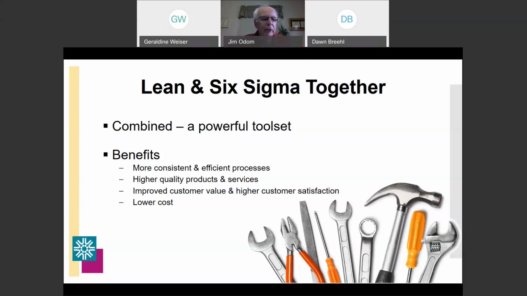So I hope that helps from the standpoint of understanding the different levels.